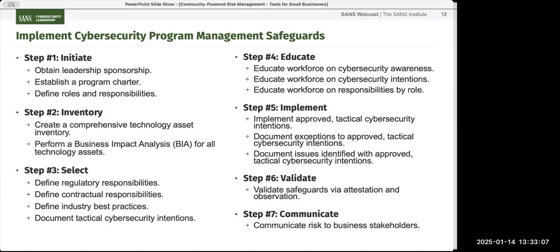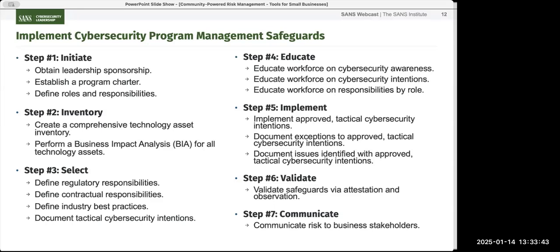I won't read all these to you, but for example, if we go to step one, if you're going to start and initiate a cybersecurity program in your small business, I would say you need to get leadership sponsorship. In other words, the owner or owners of the company, the people at the highest level: do they agree this is something that needs to be done? Without that, why are you even bothering? From there, establish a program charter, or at least a quick definition of what your goals for this program are going to be. Even if it's not as formal as a charter, at least know what your goals are. And then define who's going to be responsible for enacting the goals that you've defined. These are the kinds of things you're going to have to make sure you put into place.